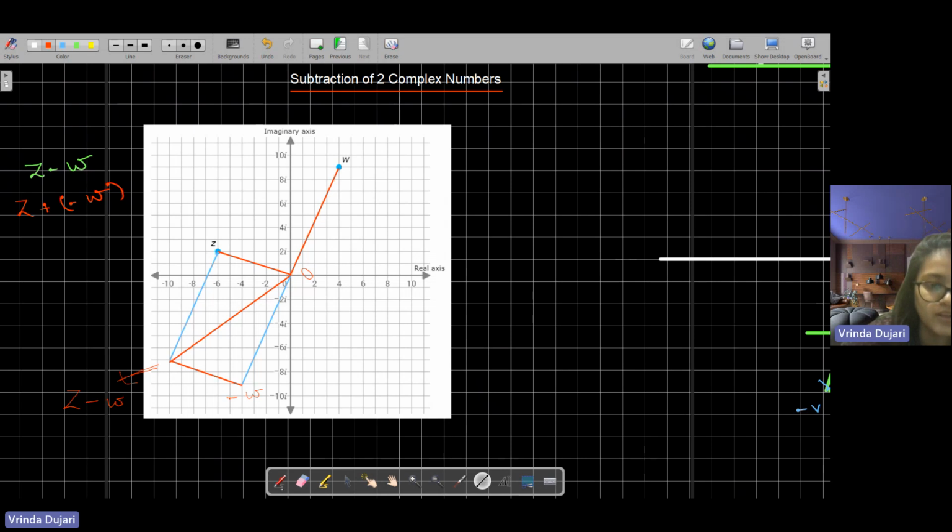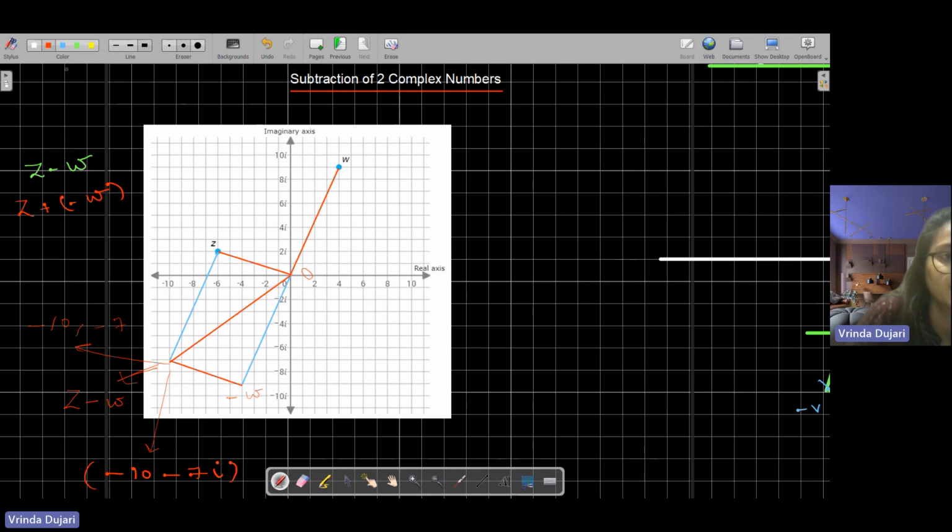Now, what are the coordinates of this point? Looks like it is negative 10 and negative 7. This point. This is negative 10 and negative 7. Am I correct? Okay, so your final complex number is negative 10 minus 7i.